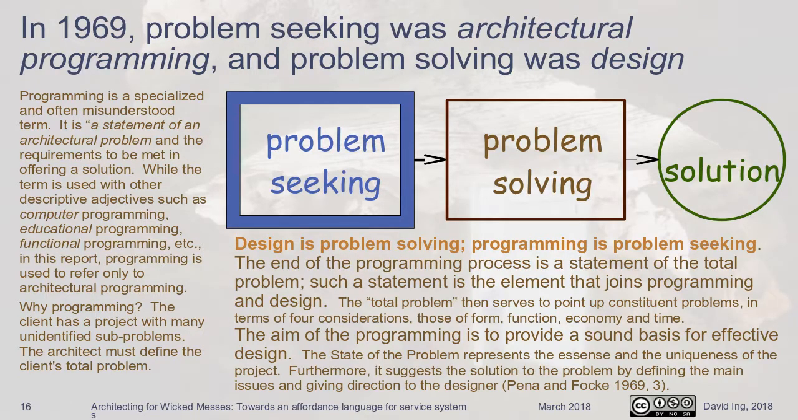In 1969, in the architecture community, they had this idea of problem seeking. Problem seeking was differentiated from problem solving. This is before we started getting into all the stuff on solution being a problem as definition. But architects have the idea essentially of problem seeking versus problem solving. So they say design is problem solving, and programming, which is architectural programming, is problem seeking.